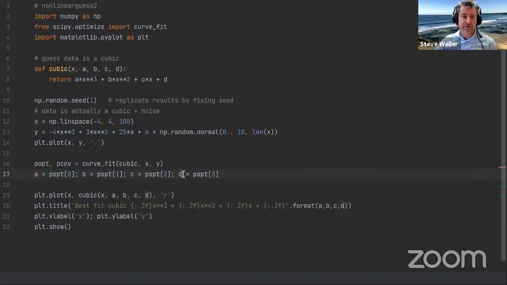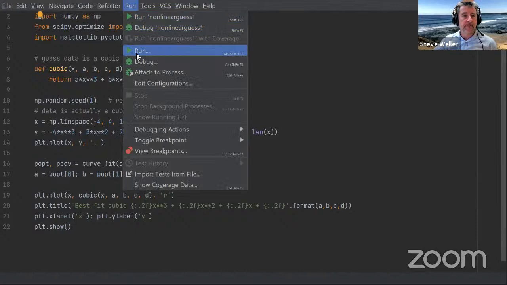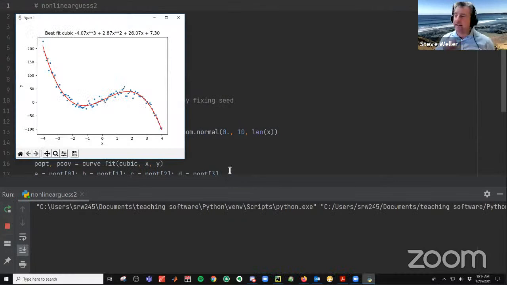So now if we run this function, nonlinear guess 2, we get that lovely fit to the data. Values of a, b, c, and d are described up in the title of the slide.